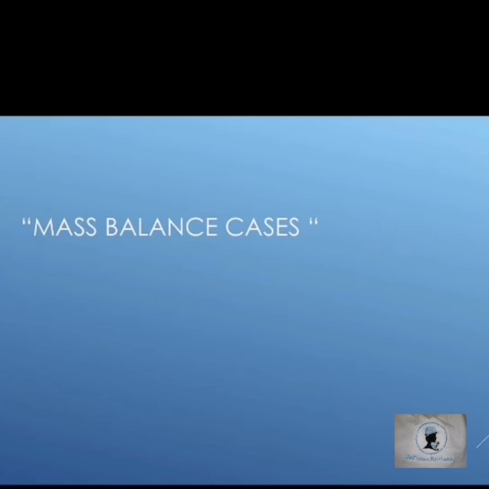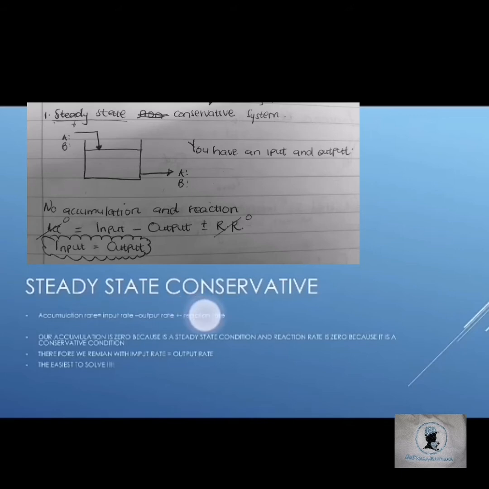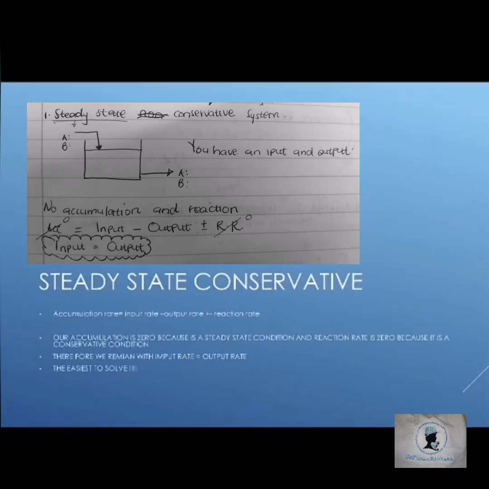And then we have the mass balance cases. Interesting. So our first case is our easiest case: steady state conservative. First things first, you write the universal mass balance analysis equation. Accumulation rate equals input rate minus output rate plus or minus reaction rate. Okay, so we move on. Our accumulation is 0 because it is a steady state condition, meaning that you scratch out accumulation and write on top the reason, steady state.